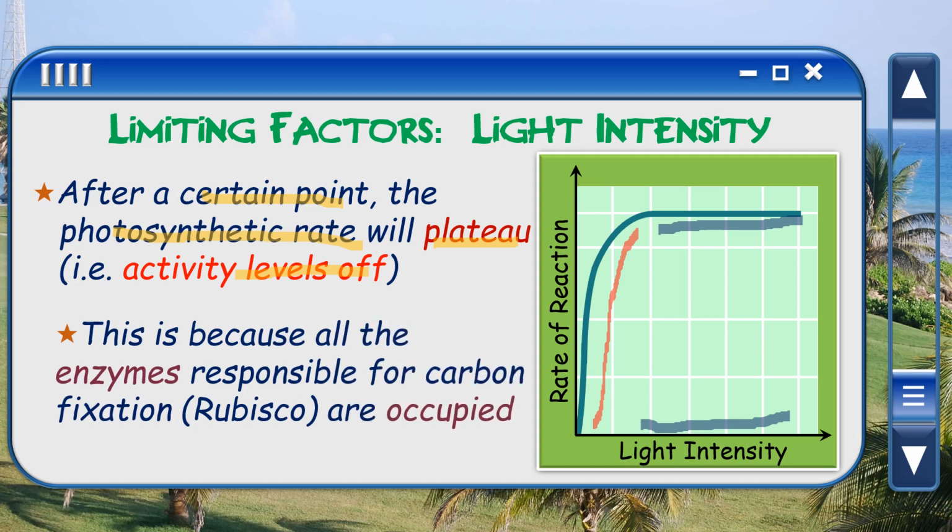And this is because the enzyme responsible for carbon fixation, rubisco, is occupied. When we reach this particular light intensity here, at that particular point, all the enzyme rubisco, which is responsible for the fixation of carbon dioxide, is occupied. So however much you increase the light intensity, there will not be any further increase in the rate of reaction. Why? Because all the rubisco enzyme is utilized or occupied.